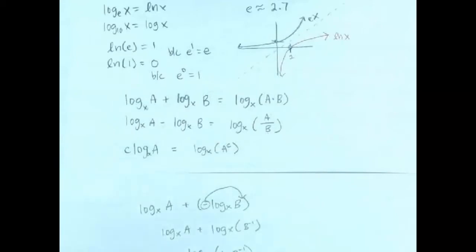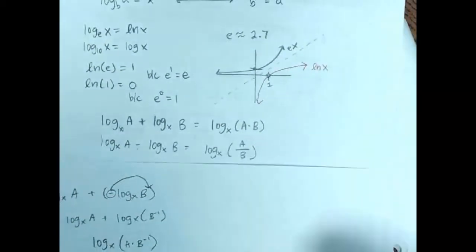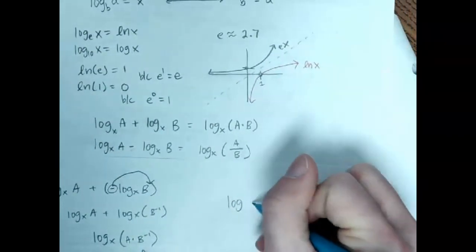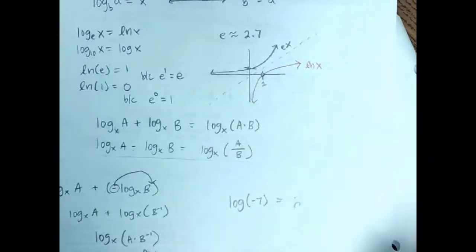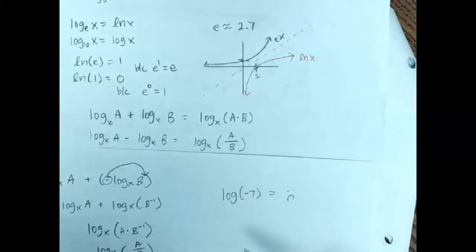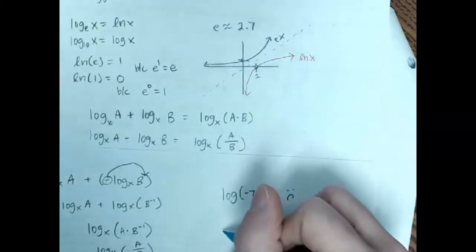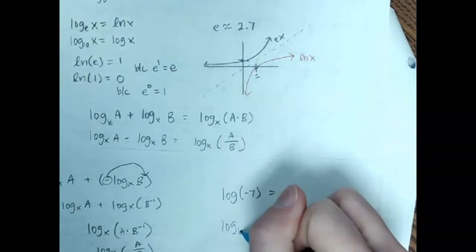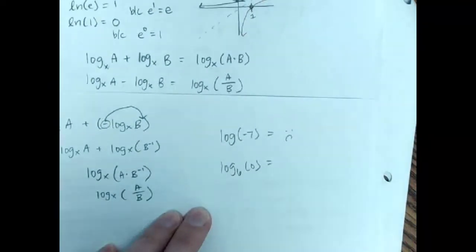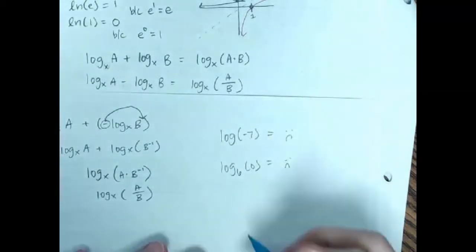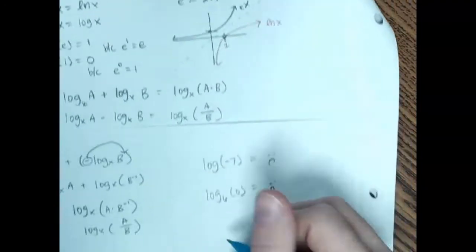And then also thinking about the domain issues, like you can't ever have log base -7, right? It doesn't work. You can't ever have a negative number inside of a log. Same thing with 0. You can't have a 0 inside of a log. It just doesn't work, right? Think about it like this. You have your exponential function, and e is about 2.7.